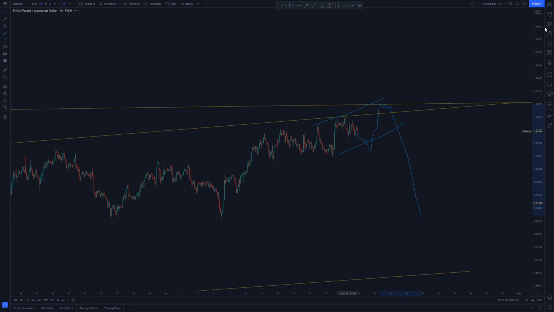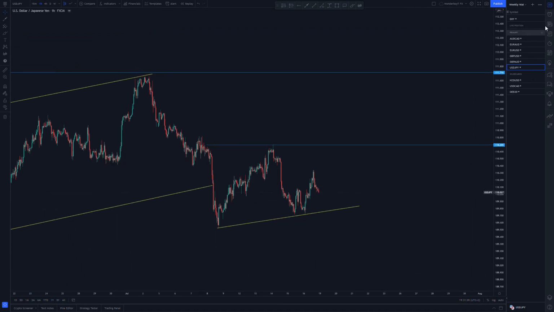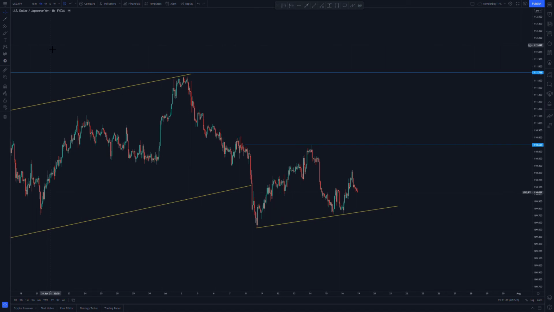And next I need to look at US dollar vs Japanese yen.